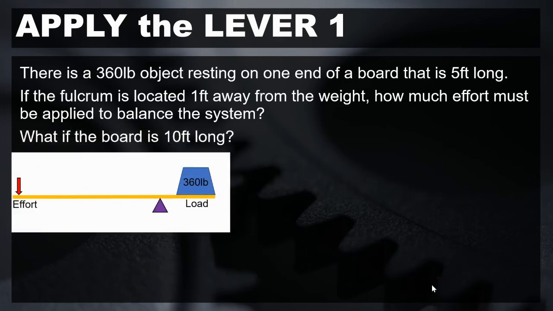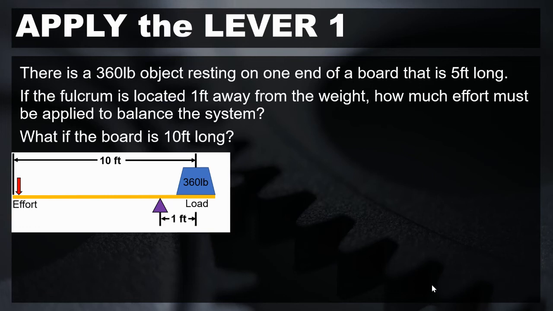Now, what if we use a longer board? What if we change this to a board that is now 10 feet long? What does this do to the effort that we have to apply to the system? We still use the same equation, but we're going to be changing our variables. In this case, the distance from the load to the effort is 10 feet, but we don't use that in the equation, but we know that the board is that long.